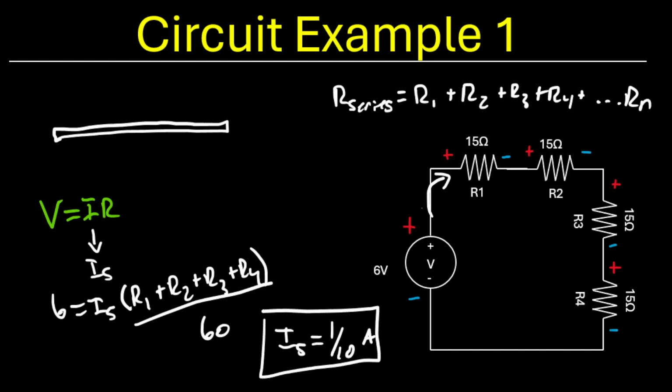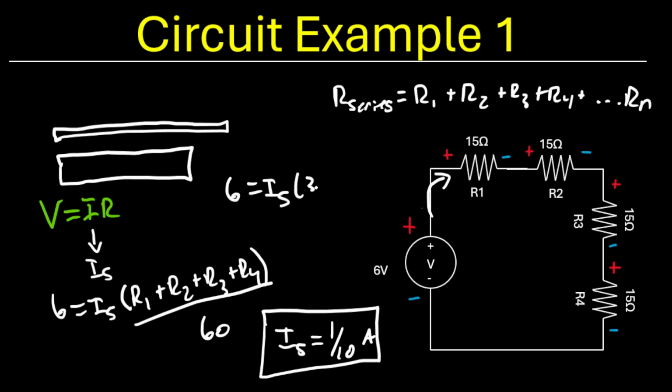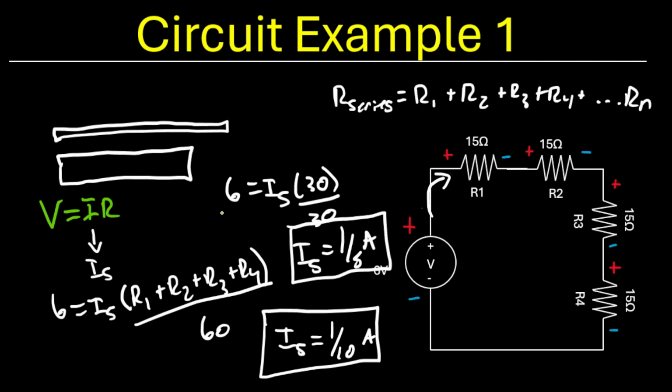Okay? Now let's say we depopulate R3 and R4 and we've only got R1 and R2. So now we've got a series resistance of 30 ohms, which will make this pipe a lot wider. Okay? So again, using Ohm's law, we've got 6 volts equals I series times now 30, right? Divide both sides by 30, we get IS equals 1/5 of an amp. Okay, so hopefully you see how the pipe analogy applies to series resistors.